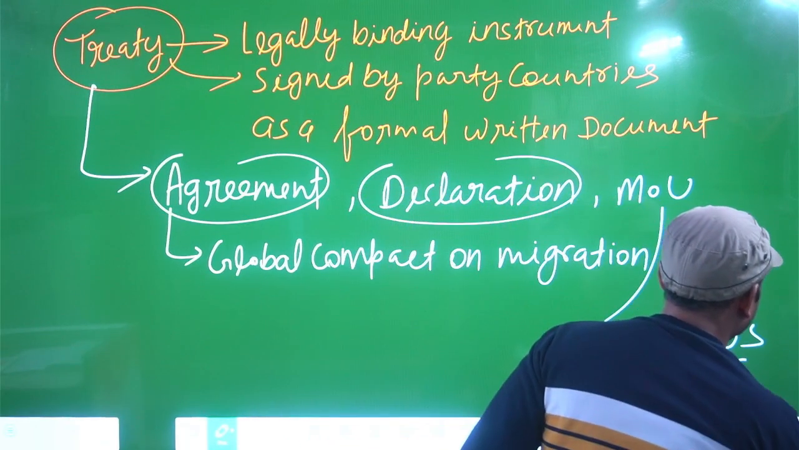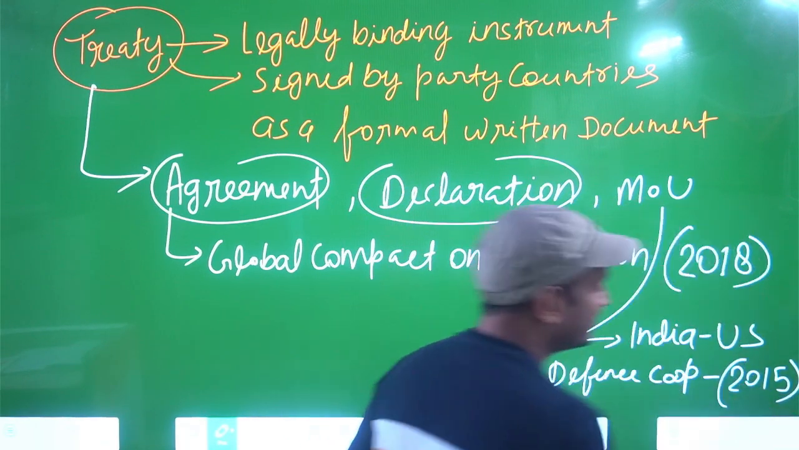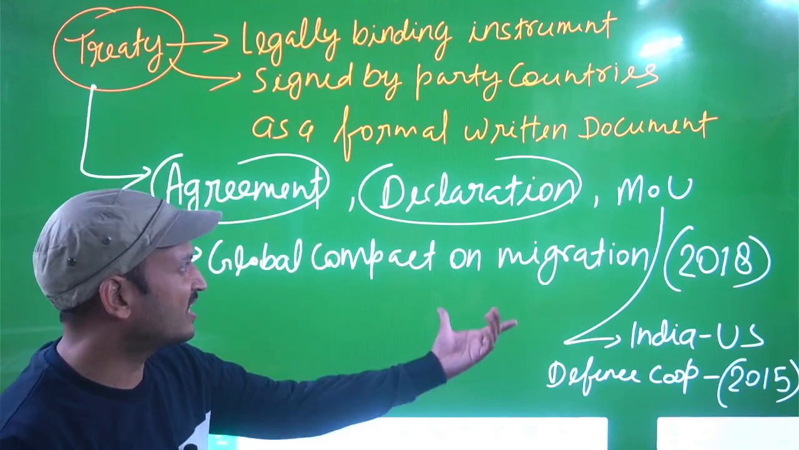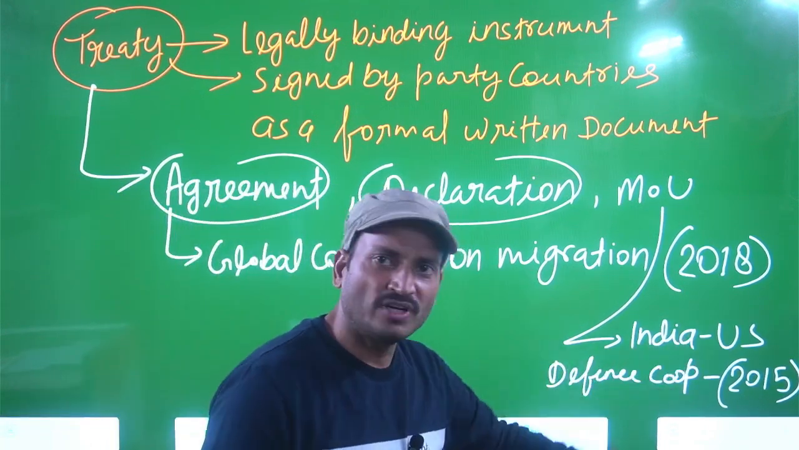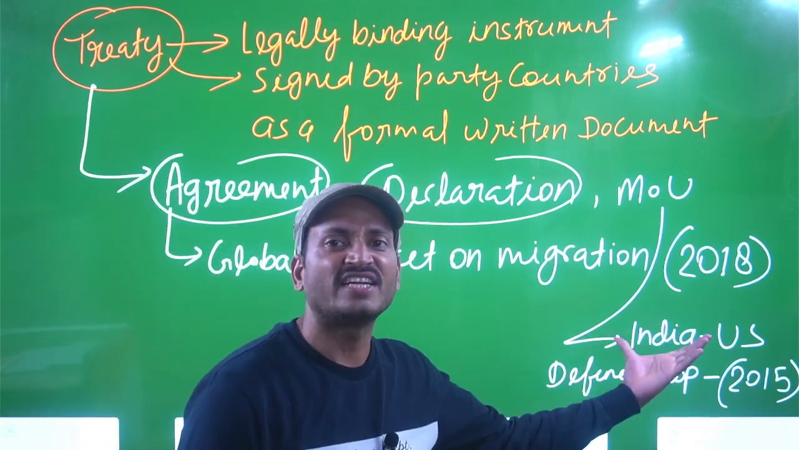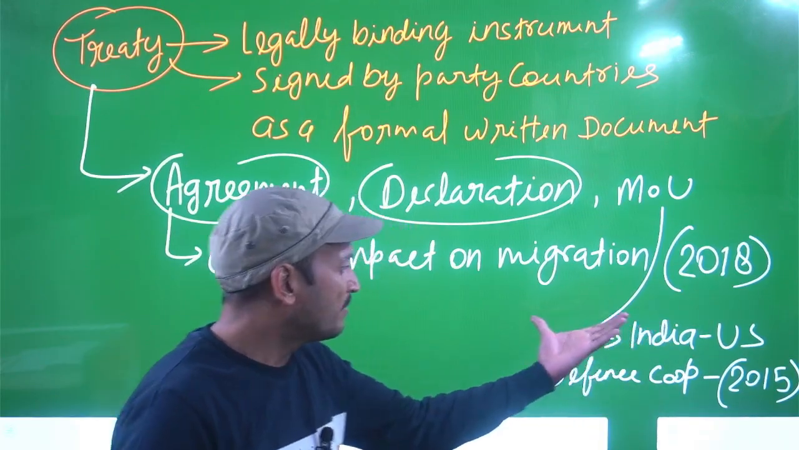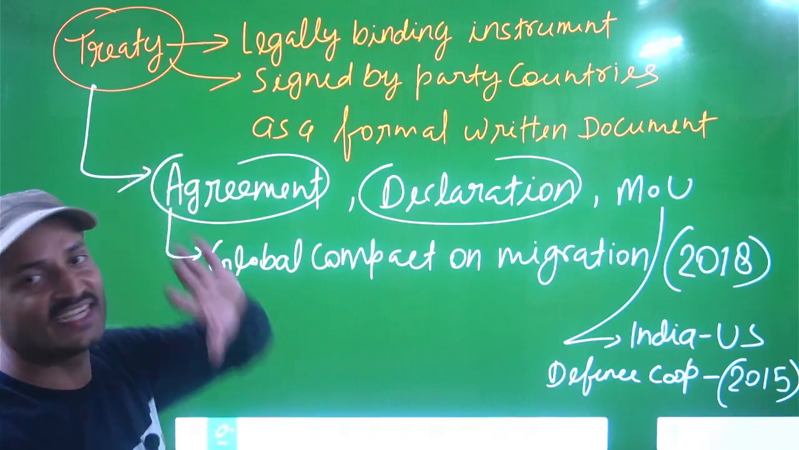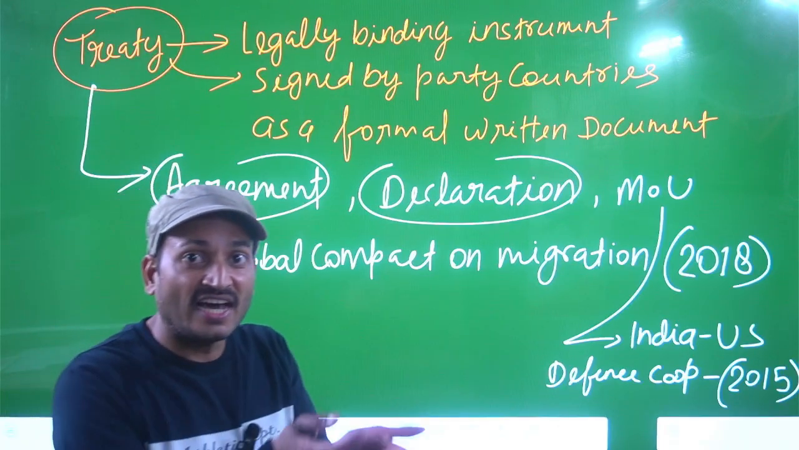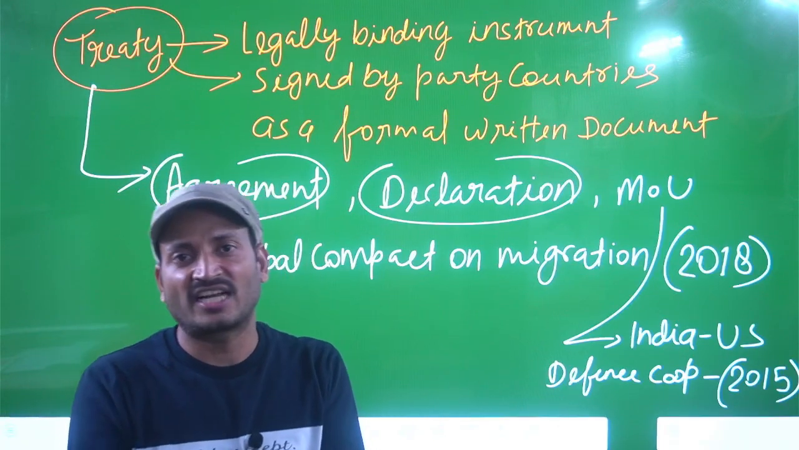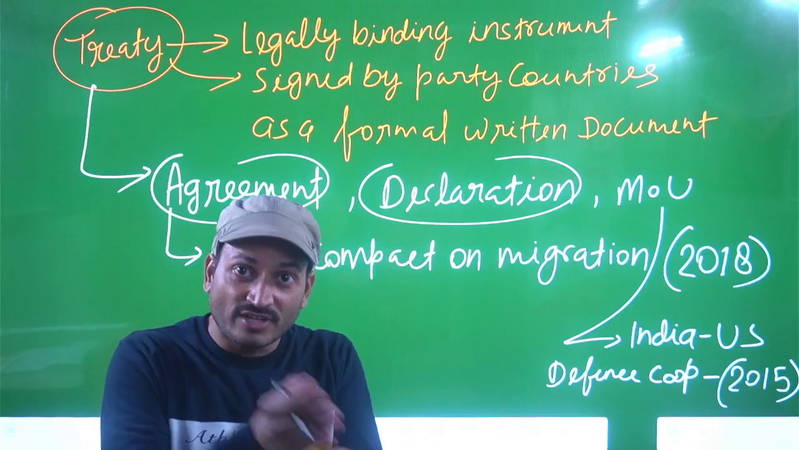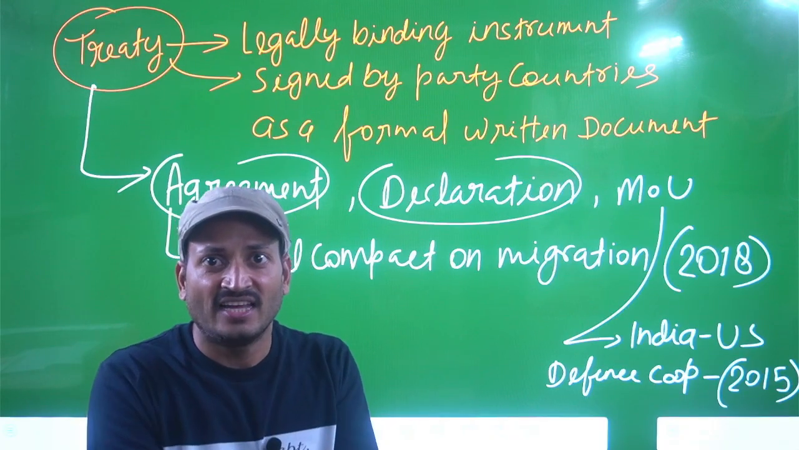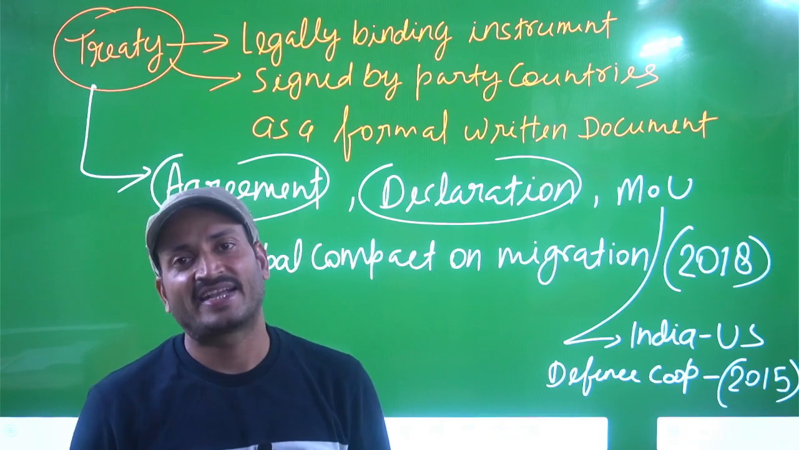It was reached in 2015. This is a memorandum of understanding between two countries, India and US. It is also a type of international instrument, MOU, but this instrument is not legally binding as an international treaty, as we are here discussing the Ramsar Convention, which is a treaty. That's why it is legally binding over the party countries.